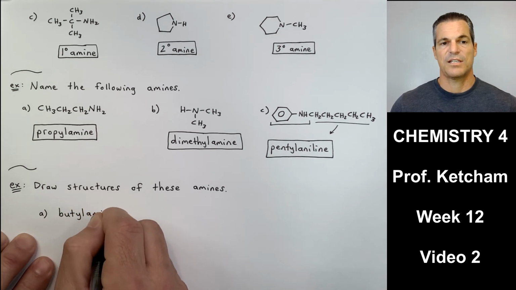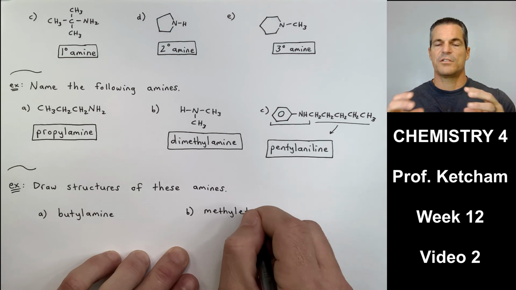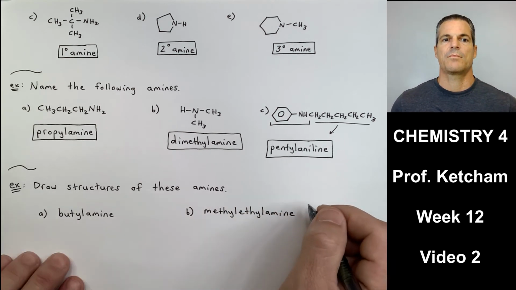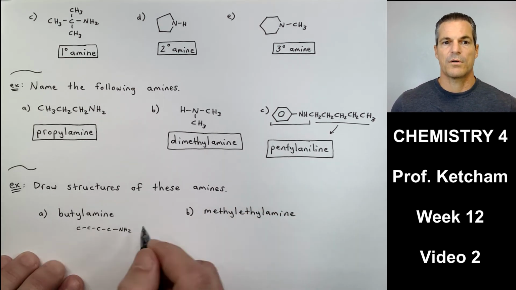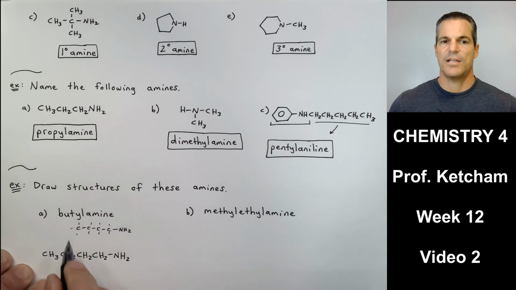Okay. Some people think this is easier. What I like to do is blow everything out and then put the structures into a nice, neat format that I can put a box around. Butylamine, 1, 2, 3, 4. 4 C's with an NH2. Clean that up. CH3, CH2, CH2, CH2, NH2.